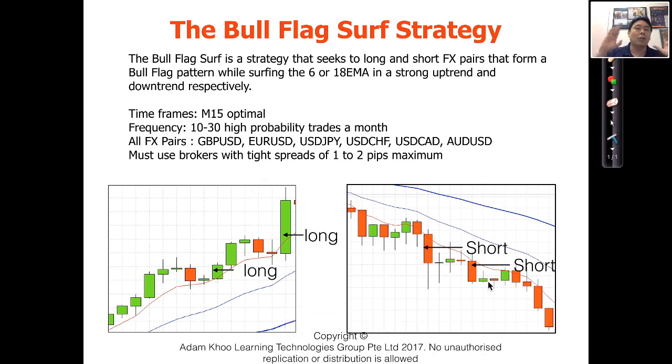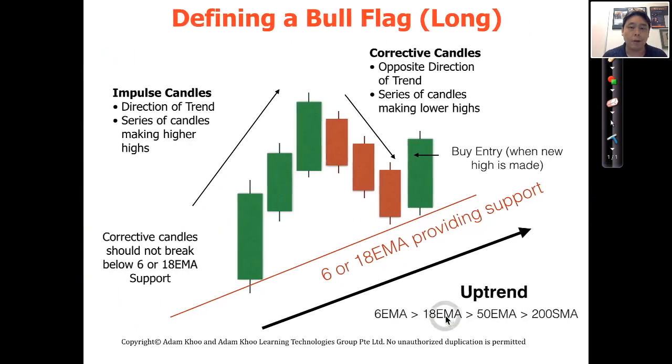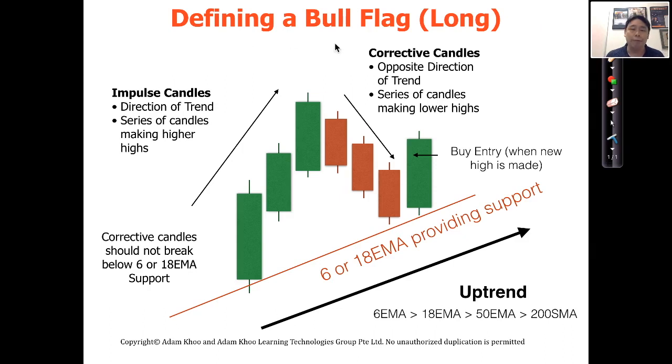Once you understand the concept of surfing, let's understand what a bull flag pattern is. First of all, let's look at a bull flag when we're going long, that means on an uptrend. So when we're on an uptrend, we're looking for a long bull flag. This is what a bull flag is. A bull flag consists of impulse candles and corrective candles. First of all, what's an impulse? An impulse is a movement in the direction of the trend.